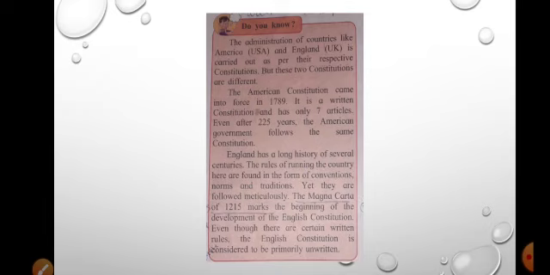Okay, now let's see what is important here. All the countries have their own constitution. Here they have given two important countries' names: countries like America, USA, and England. They also have their respective constitutions, but these two constitutions are totally different.